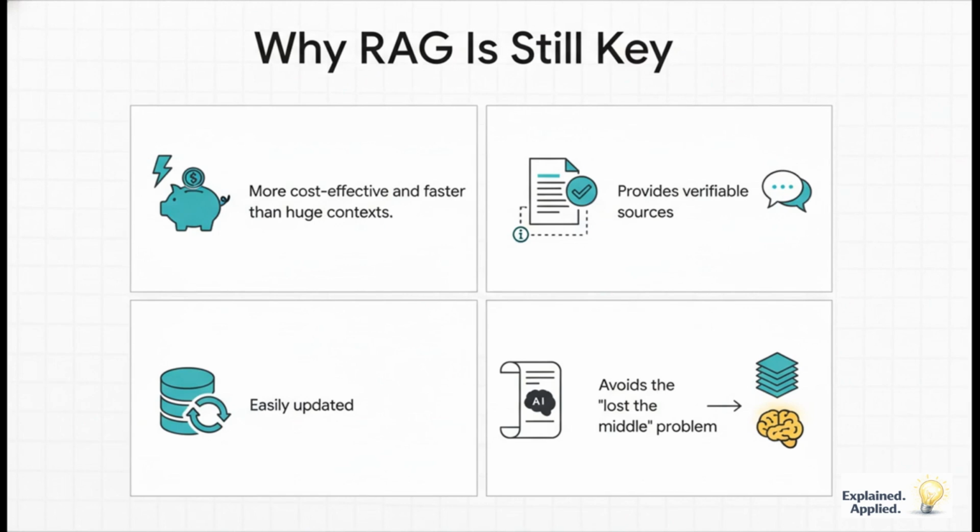So why is RAG still so key? Well, for one, it's way more cost-effective and faster. Sending just a few relevant paragraphs is a lot cheaper and quicker than sending an entire library for every single question. Second, and this one's huge, you get verifiable sources. You can see exactly what information the AI used to come up with its answer. Plus, it's easy to keep your knowledge up to date. Just add a new document. You don't have to retrain a massive model. And finally, it helps the AI focus. It avoids this lost-in-the-middle problem, where important facts can get buried in a sea of text.